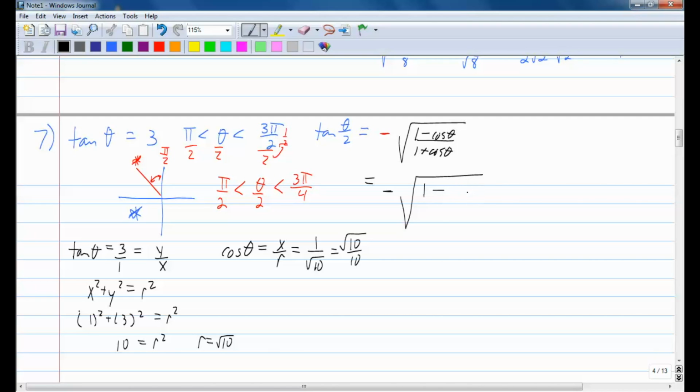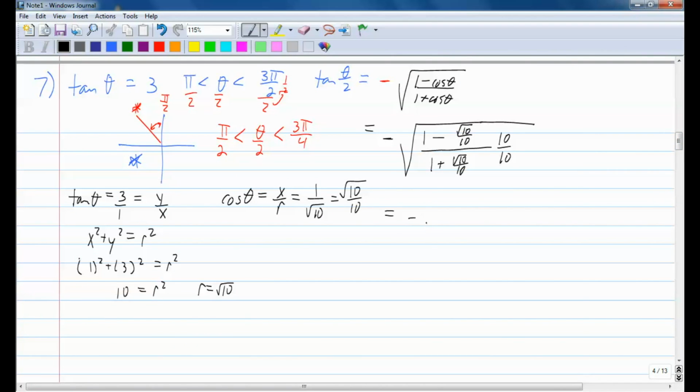Alright, so we're going to have some work to do over here when we plug these in. So we have 1 minus square root of 10 over 10 over 1 plus square root of 10 over 10. The first thing that I would do to simplify this is get rid of the denominator of 10. So I would multiply the numerator and denominator by 10. Alright, so it's negative square root of, this is going to be 10 minus the square root of 10 over 10 plus the square root of 10.